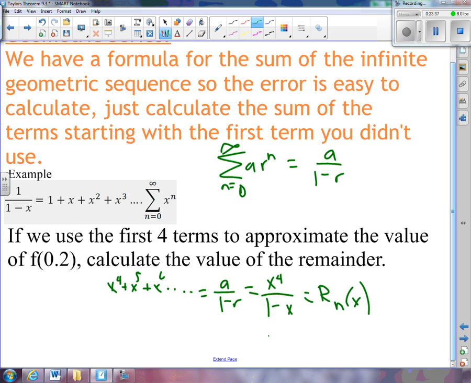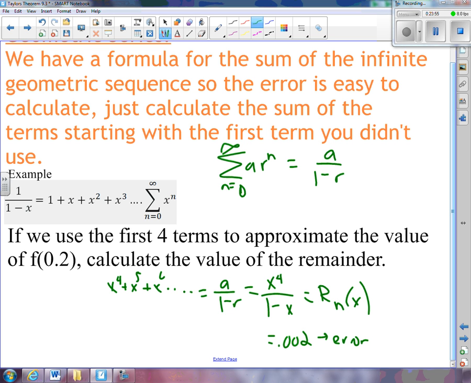0.002, what? That's it? That's 0.16 over 28. Alright, so that's our what? Remainder. That's our remainder, which is another way of saying our error.